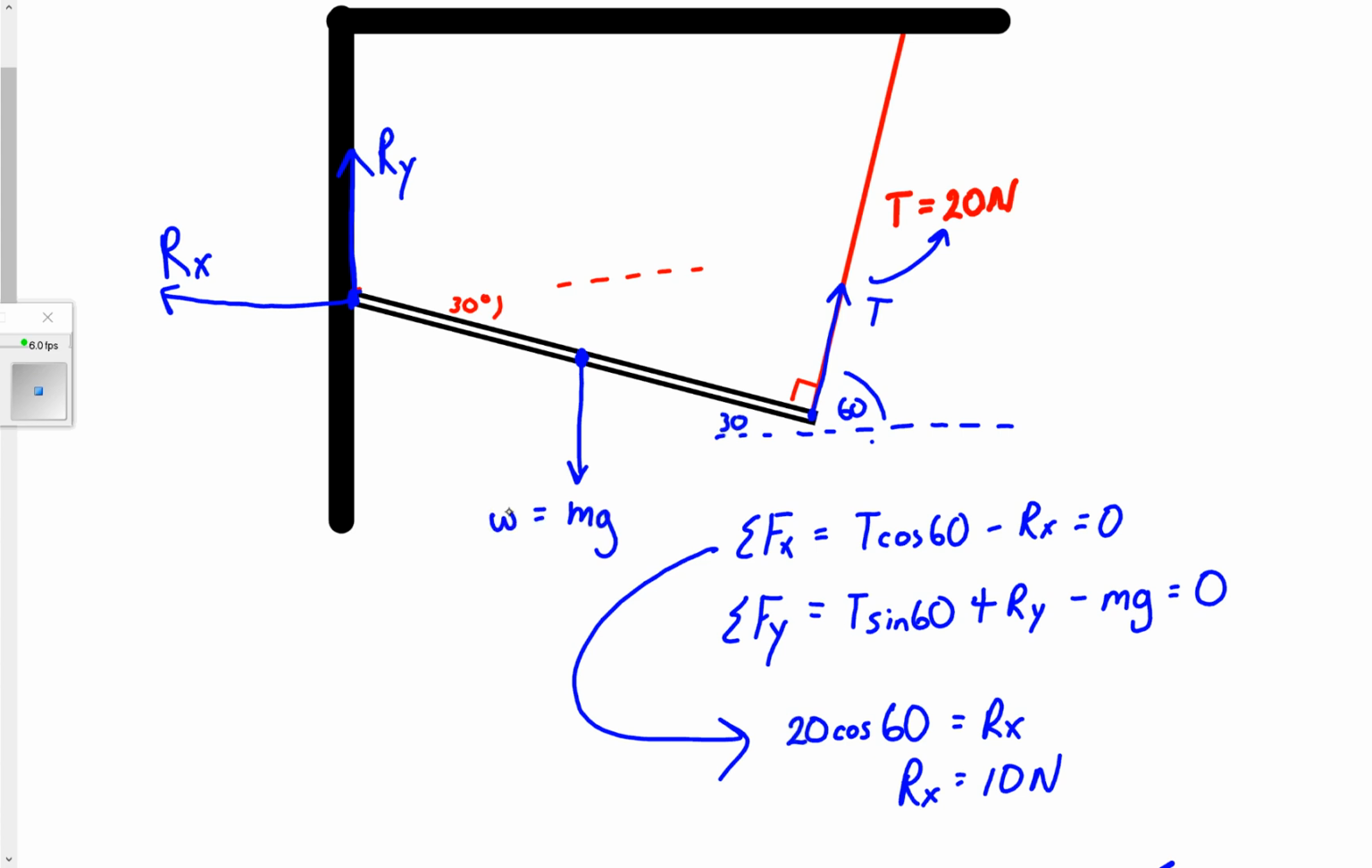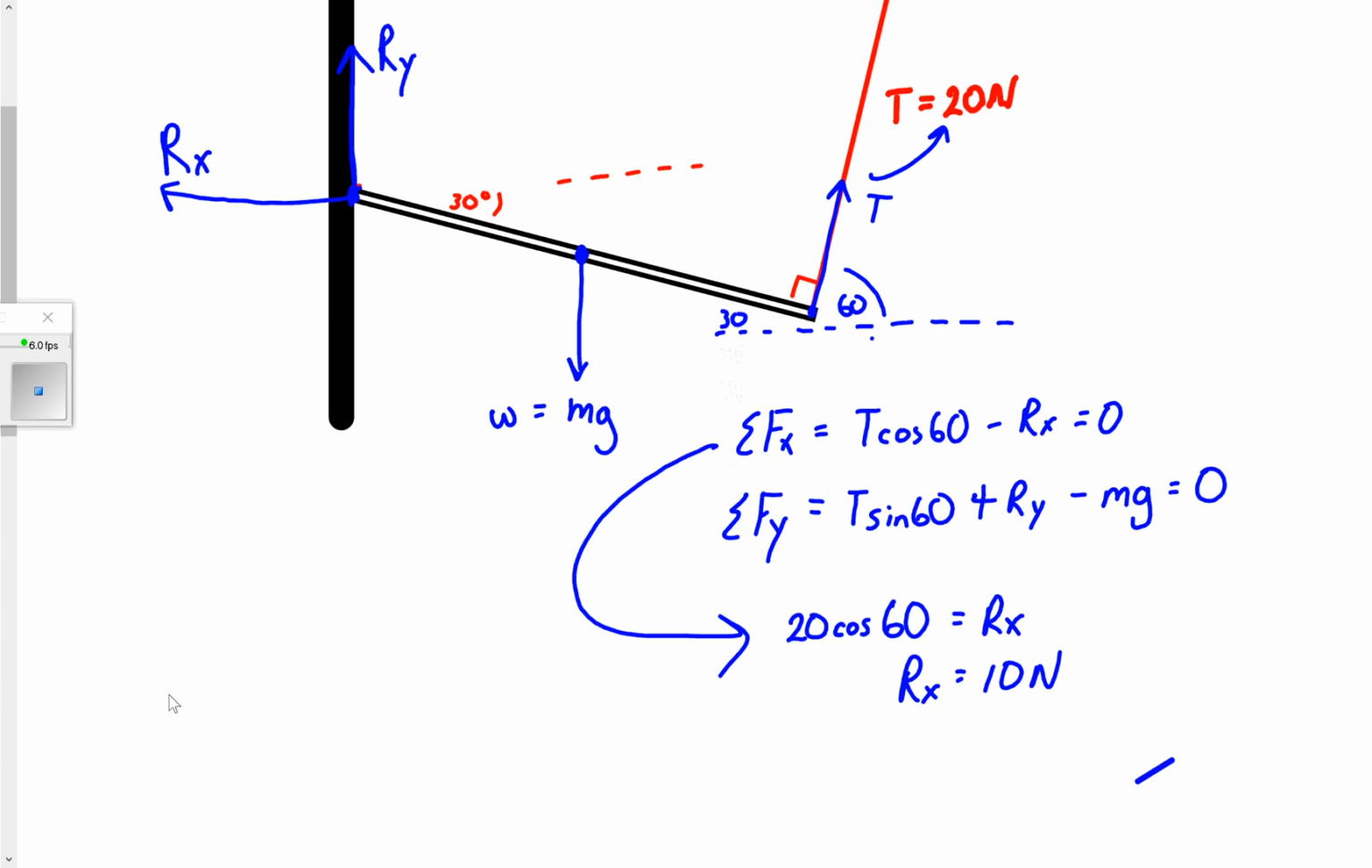So we're looking for that mg. Now here's where we're going to need a sum of the torques, because when you look at the sum of the forces, we know T, but we don't know Ry or mg. So we're not going to be able to work this one. So we need to do this. We need to now go and make a sum of the torques.